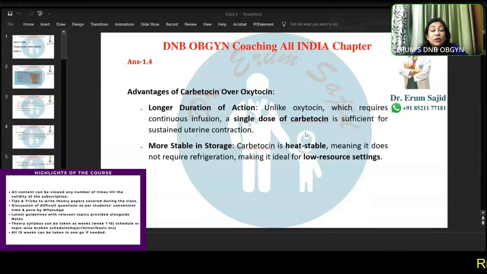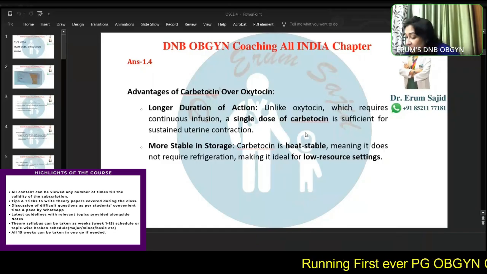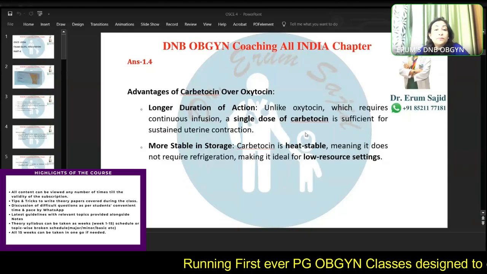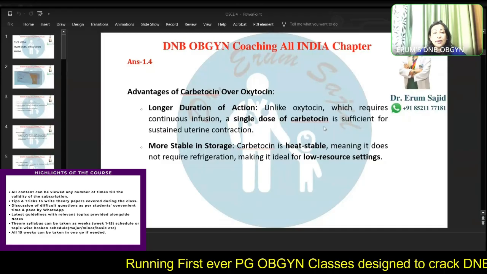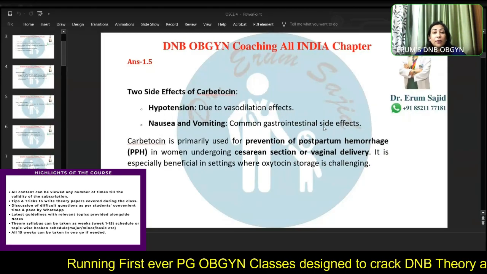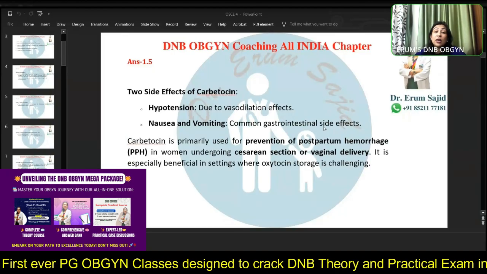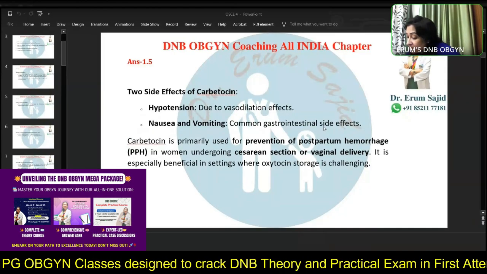Then the question is about advantages of carbetocin over oxytocin. So it's got a longer duration of action and it's more stable in the storage. That's what you've also written down. It's heat stable, long shelf life, and it's more longer duration of action, correct? Then two side effects of carbetocin. Hypotension, it can cause nausea, vomiting, and just like oxytocin can cause an antidiuretic effect. Okay.